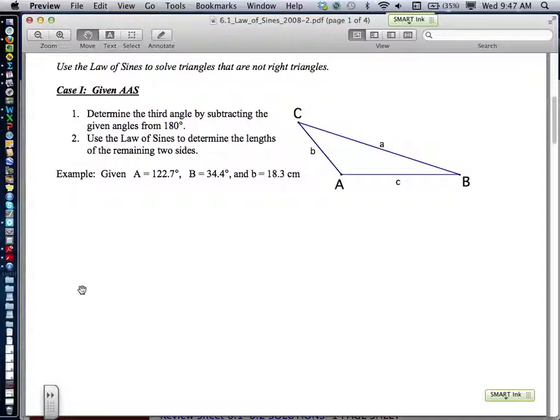Okay, so I'm just going to label the diagram. First of all, our given information is that angle A is equal to 122.7 degrees. We're also given that angle B is equal to 34.4 degrees. And we're given that side B is 18.3 centimeters.